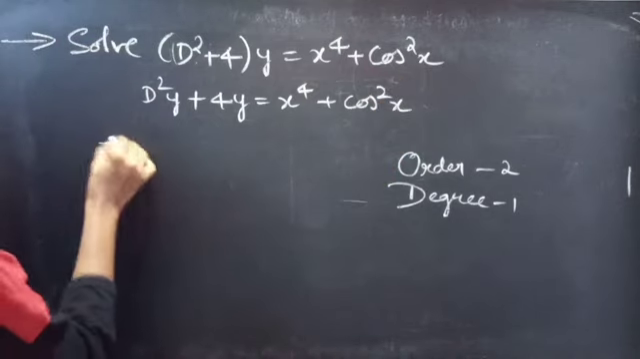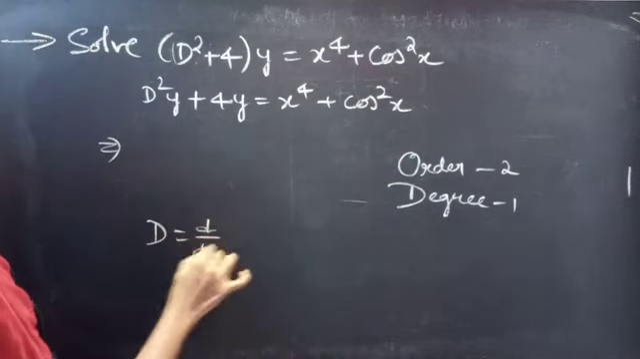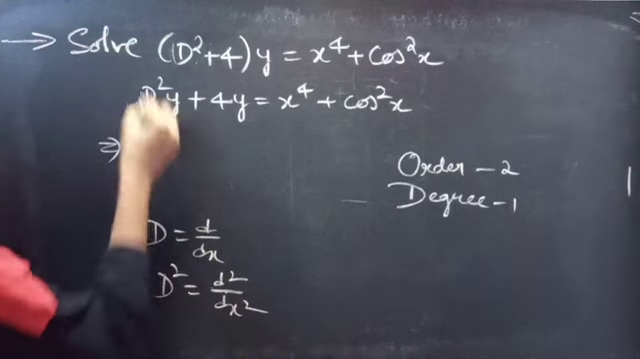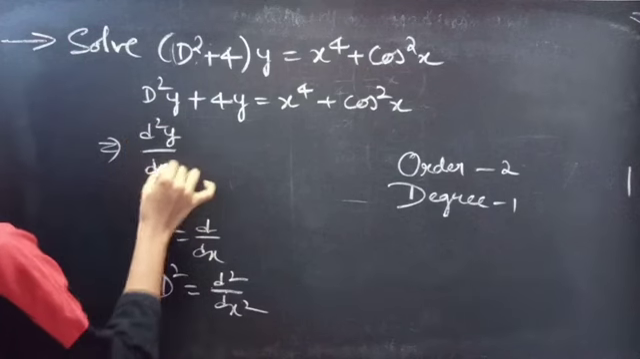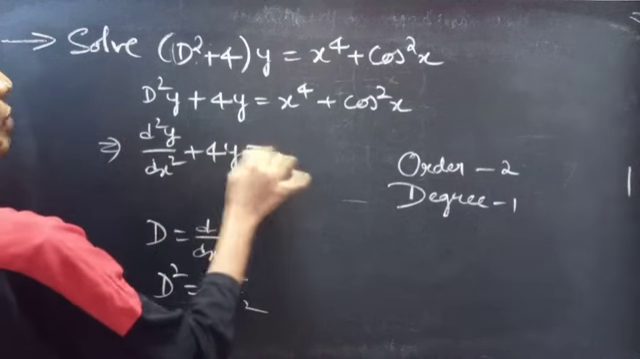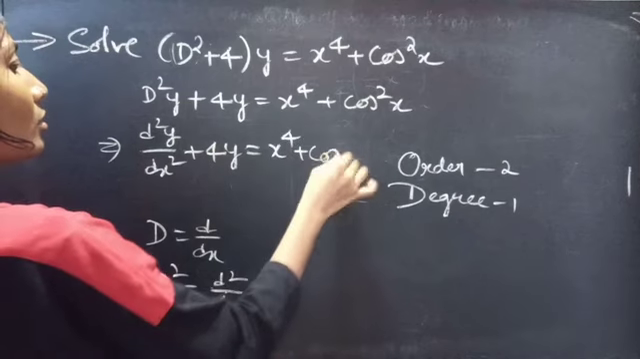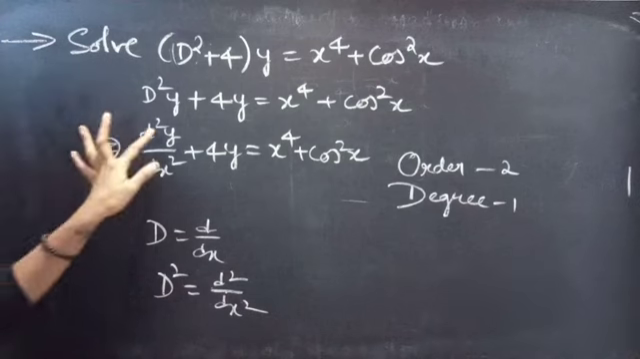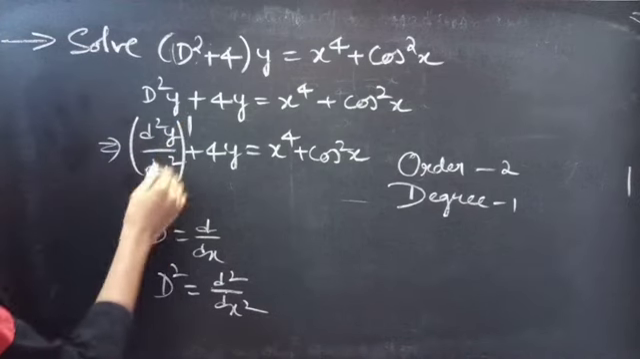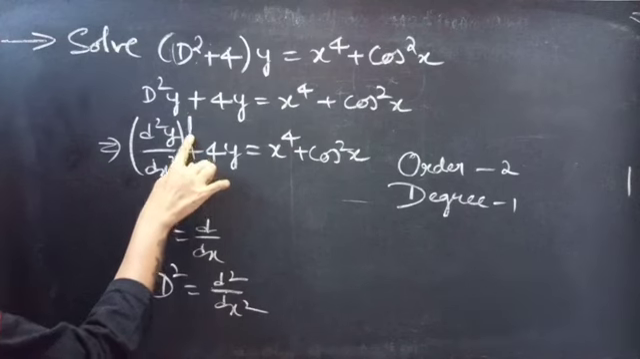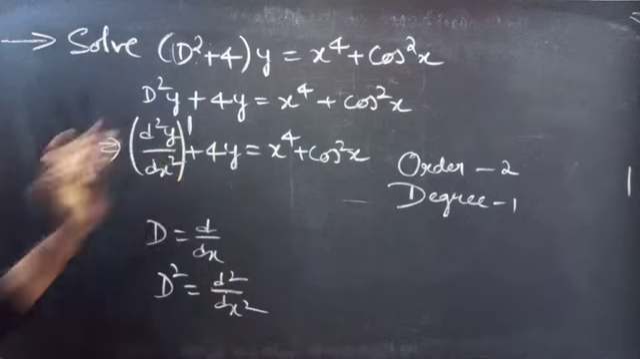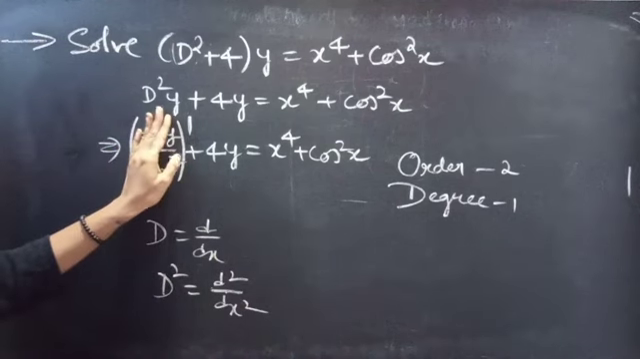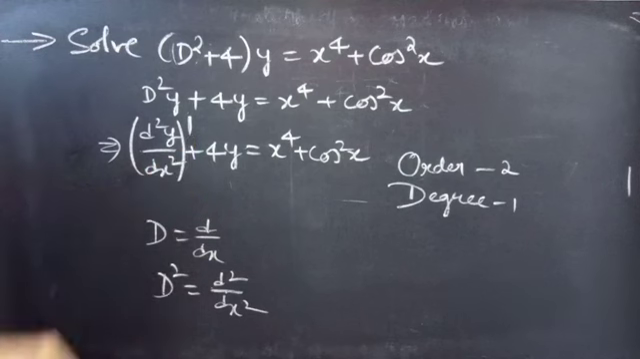Right? We know that D is a differential operator. Then D square will be d square by dx square. Now we can write D square y as d square y by dx square plus the second term, and the RHS will be as it is. Here d square y by dx square is the highest derivative, so our order will be 2, and the highest power of the highest derivative is the degree. Degree is 1. Now coming to the problem.